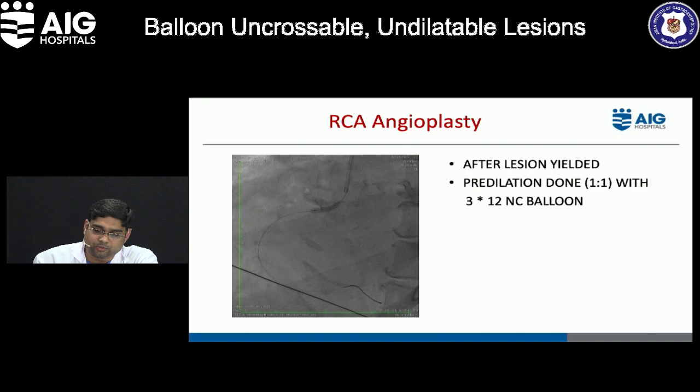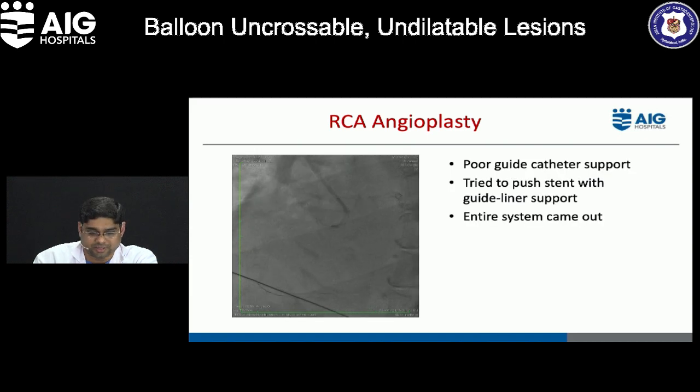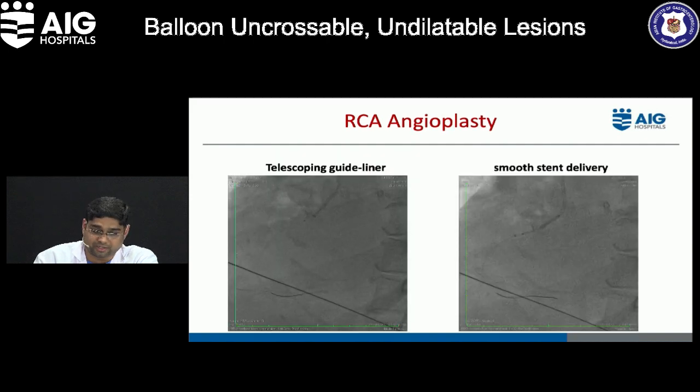So once the lesion yielded with the OPN balloon, then we did a 1:1 pre-dilatation with a 3 x 12 NC balloon. So the lesion yielded completely. We thought we would just finish off the angioplasty, but because the guide catheter support was poor and we tried to push in the stent with a guideliner support which was not coaxially sitting, the entire system came out. Again we were lucky that nothing happened, and we immediately took a 7 French AR guiding.